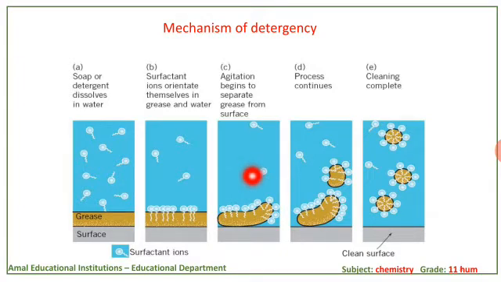Then after that, agitation begins to separate the dirt from the surface. So here the dirt is starting to be separated from the surface. The process continues, and in these two steps, the micelle begins to form. At the end, the grease or the oil is detached from the surface, and the cleaning is complete, and the surface becomes clean.